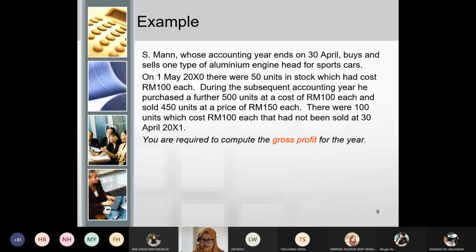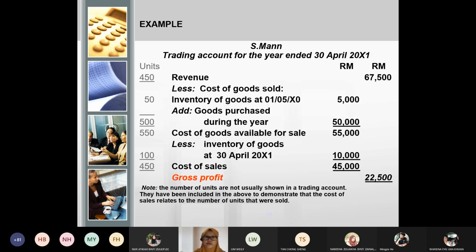Now let's try to calculate the gross profit. Remember, the gross profit is what we call it under the trading statement, or trading account. Here, the total units sold is 450 units, sold at 150 ringgit. So 450 multiply 150, we get in total 67,500 sales revenue. And then we minus cost of goods sold.